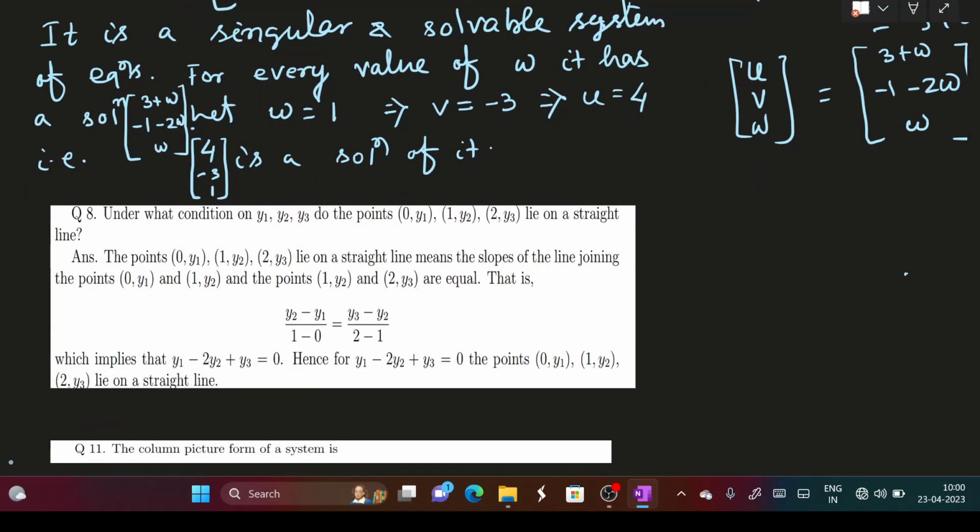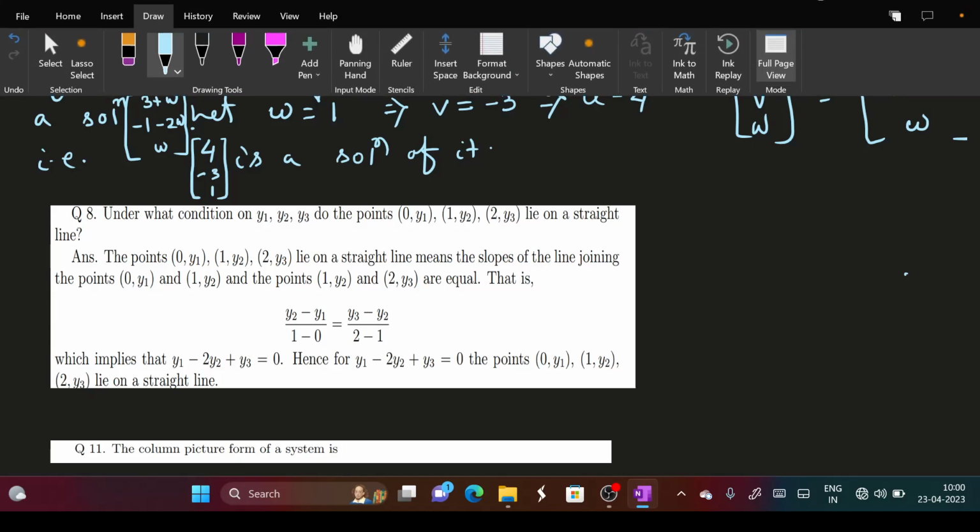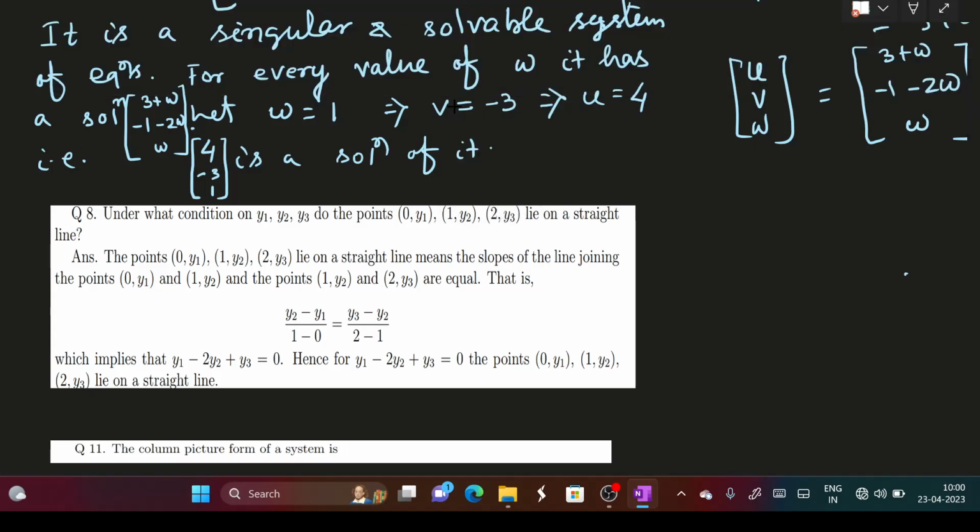And here the answer is also already typed. What it is telling: under what condition on y1, y2, y3 do the points (0, y1), (1, y2) and (2, y3) lie on a straight line? So here, if I need 3 points which should lie on a straight line, that means the line joining these 3 points should form, first of all, these 2 points joining.